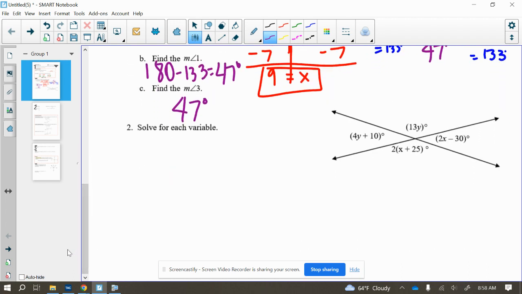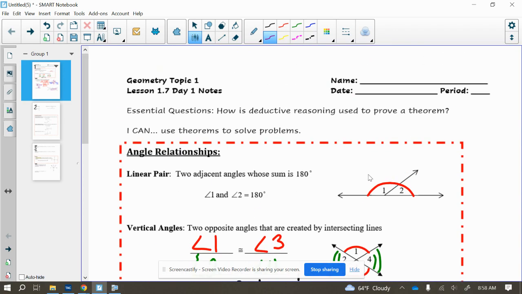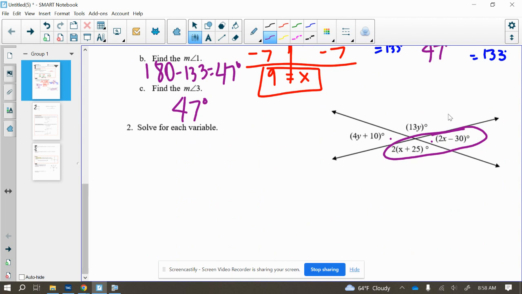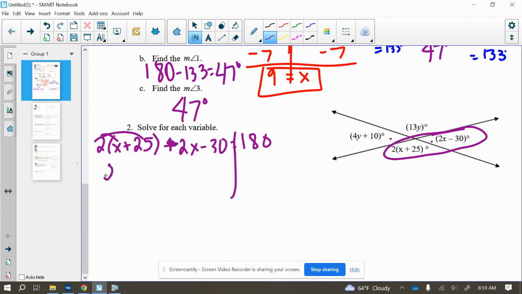Now, on the other hand, sometimes vertical angles, like this, are not going to help us knowing those are equal because one is an x, one is a y, and same thing over here, y and x. So what we can do instead is, again, look at the fact that these would be considered a linear pair, right? Our two angles add up to equal 180 degrees. So 2 times x plus 25 plus 2x minus 30, it's a plus sign, equals 180 degrees. Start by distributing. We end up with 2x plus 50 plus 2x minus 30 equals 180.